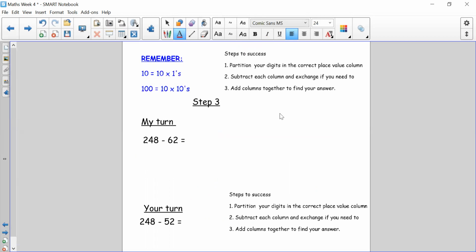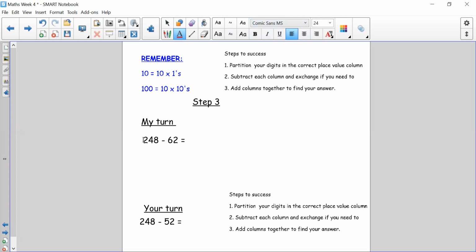Let's look at step 3. Now, step 3, we are going to use exactly the same 3 steps we've been using all along, okay? But our digits now are a little bit different. We have a 3-digit number subtracting a 2-digit number, okay? So that means that we need to subtract 1s and 10s. And that means we might need to exchange 10s into 1s. We might need to exchange hundreds into 10s. So let's follow our steps and see how this is going to work.